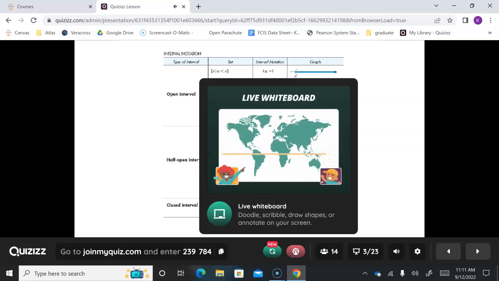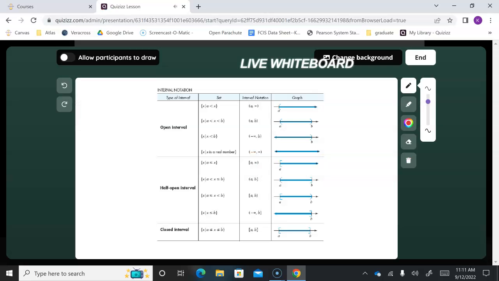Remember that the parentheses is the same as an open circle, and the bracket is the same as the closed circle. Your textbook uses the brackets and the parentheses on the graph. A lot of times on the SAT, you're going to see the open and closed circle. So keep in mind, you'll also see open and closed circle on my exam, okay? So make sure you notice the difference and the similarities, okay? The parentheses and the open circle are the same. The closed circle and the brackets are the same.